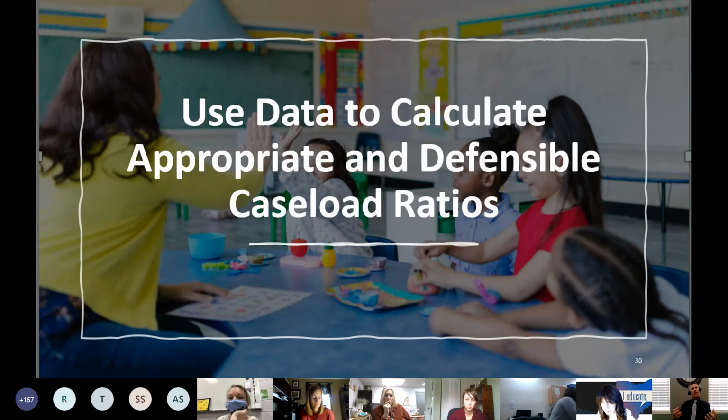And then I've got all these data, and what I need to do then is to calculate what I'm doing. And then saying, okay, this is what I'm doing, but it's not defensible. What I'm doing is not meeting the needs of my students. Because of my workload, I'm not delivering FAPE. Because of my workload, my students aren't making progress because I'm not seeing them enough.